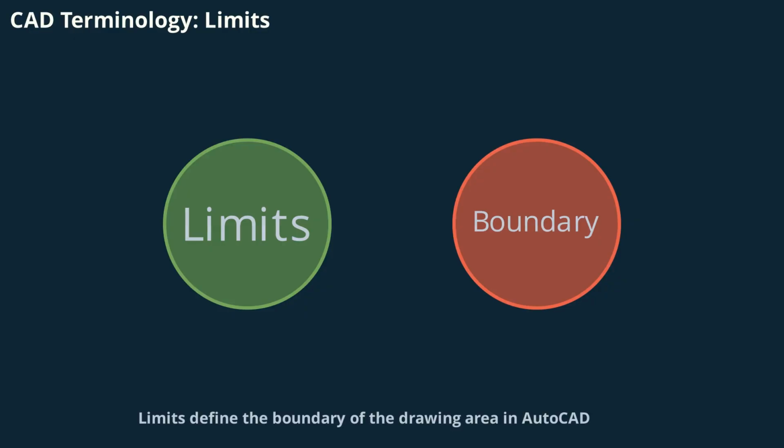Limits define the boundary of the drawing area in AutoCAD, representing the virtual paper size and model space. Set using the limits command, users specify the lower left and upper right corners. Limits help control the zoom and grid area, ensuring the drawing fits within a defined region.